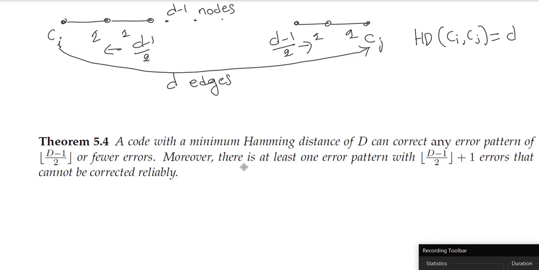Okay. Moreover, there is at least one error pattern of floor of (D minus 1) over 2 plus 1 errors that cannot be corrected reliably. So if there are more than (D minus 1) over 2 errors, then, let's say CI was transmitted, C hat will be on this side, on the side of CJ, and therefore the receiver will say CJ was transmitted and you'll make an error. Okay, so that's what this theorem says.